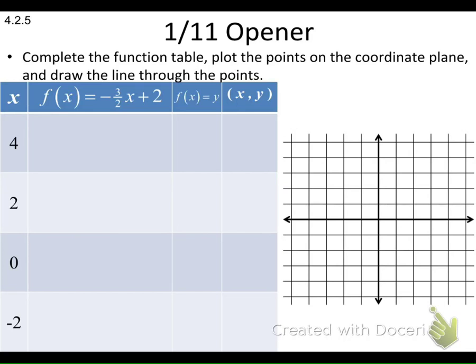A couple of reminders. When I have my x column, that's my input. Here's my equation. My y column is my output. Then we do our ordered pair. After we get our ordered pairs, we then go and we graph.